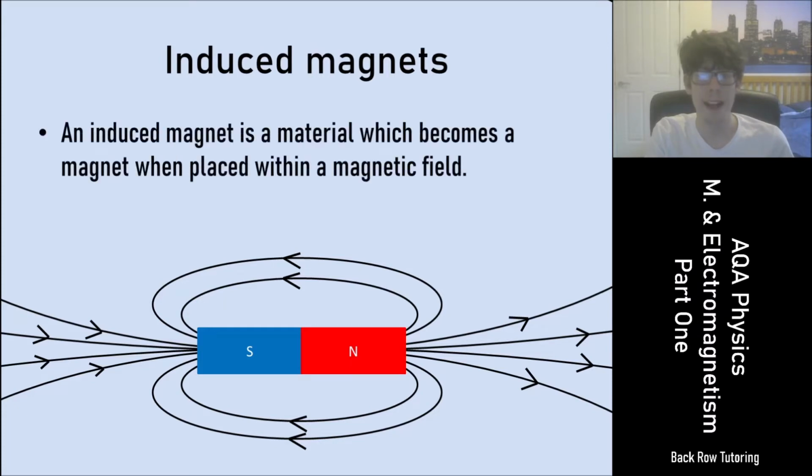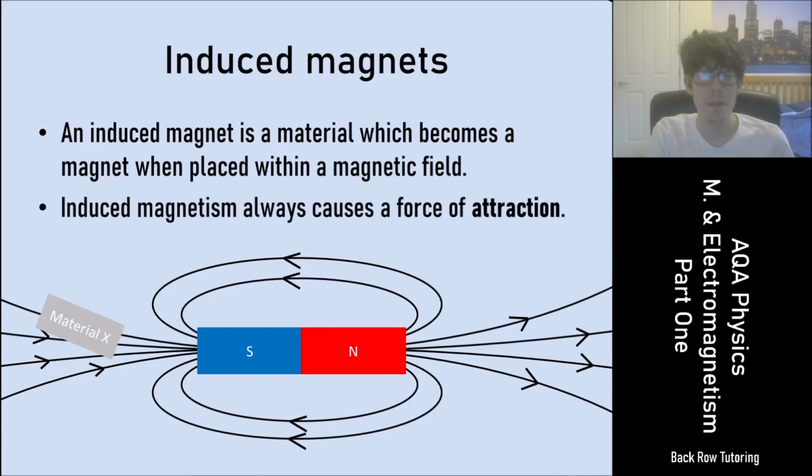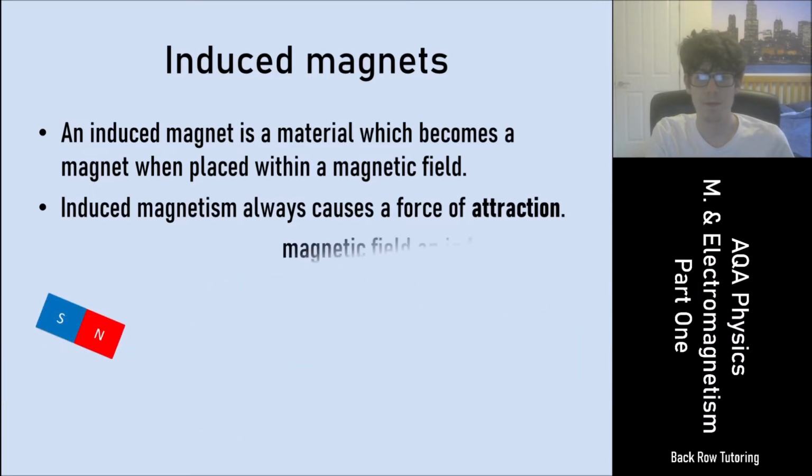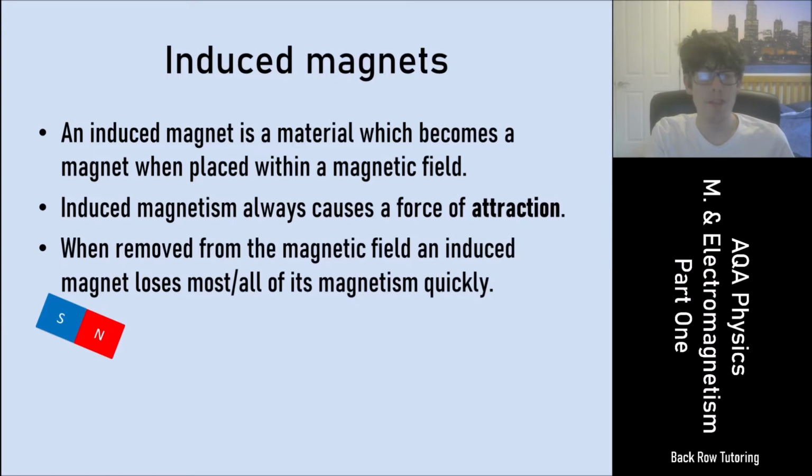An induced magnet is a material which becomes a magnet when placed within a magnetic field. Induced magnetism always causes a force of attraction. But when you remove this magnetic material away from a magnetic field, an induced magnet loses most or all of its magnetism quickly.